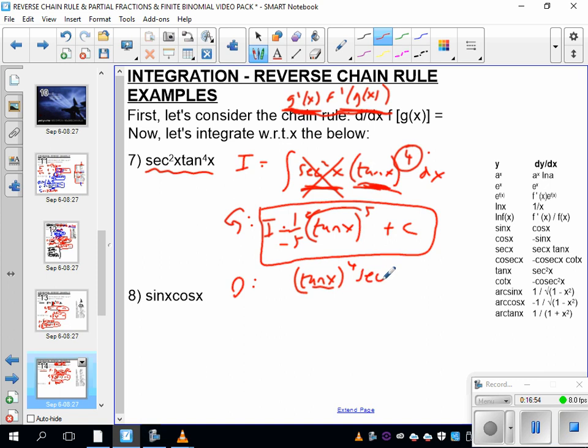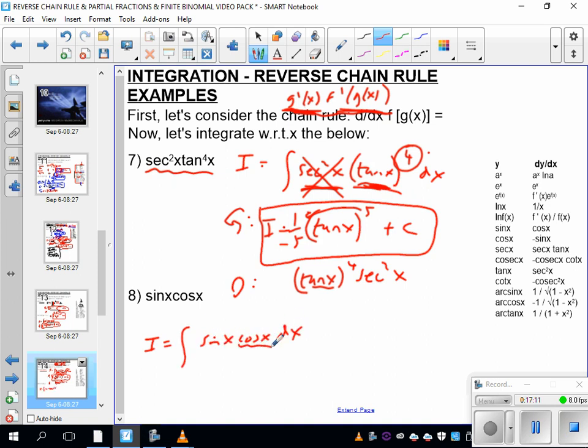Differentiate the inside, and the sec squared x falls out. So I'm perfectly correct here. Do you see? Number 8 is very similar, and there's a couple of ways you can do it, but I'll just do one way. So sine x times by cos x.